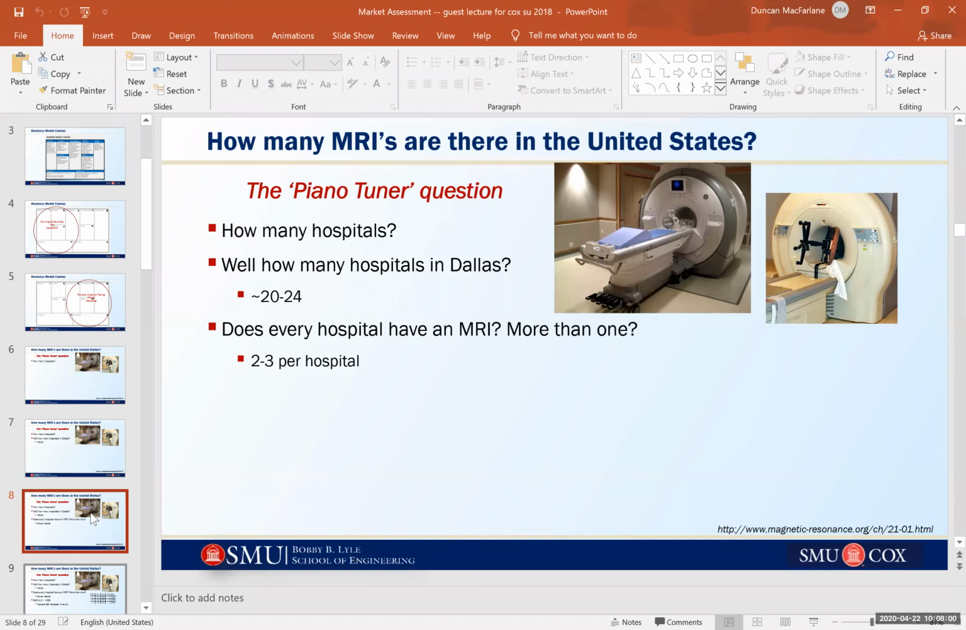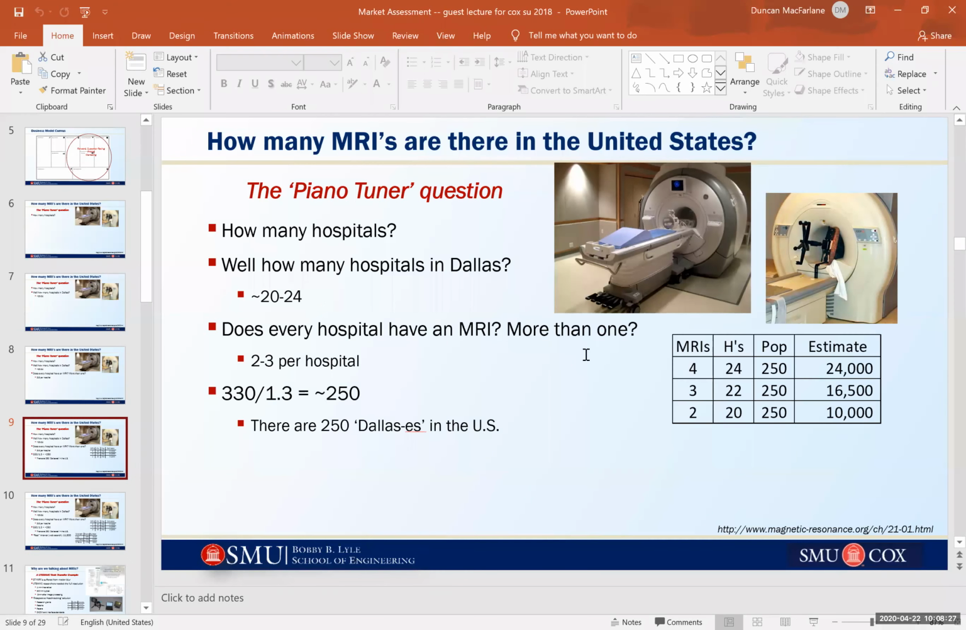Does every hospital have an MRI? Does it have more than one? If you walk through some of these hospitals and go down to their imaging center or do a little bit of other exploration, you start to visualize what these facilities look like. And so there are usually 2 or 3 MRI machines per hospital.